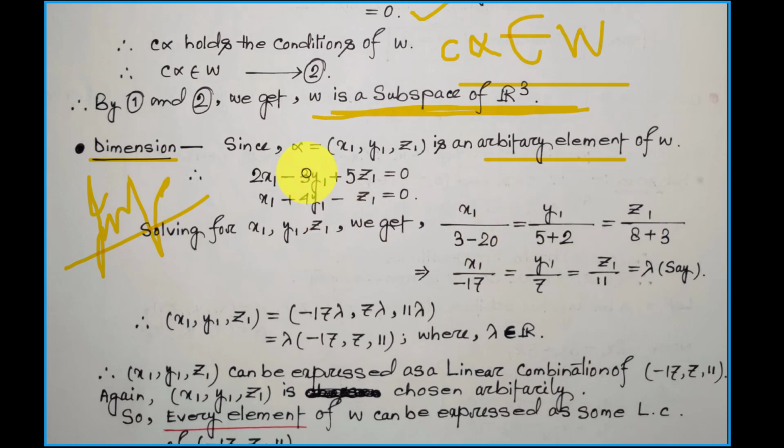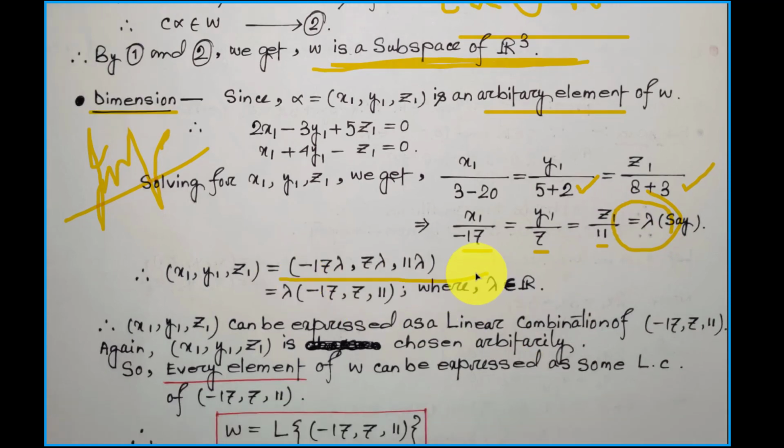x1 by minus 3 into minus 1 minus 4 into 5 equals y1 by 2 into minus 1 minus 5 into 1, equals z1 by 2 into 4 minus 1 into minus 3. That is x1 by minus 17, y1 by 7, z1 by 11, and let this be lambda. So x1 will be minus 17 lambda, y1 will be 7 lambda, and z1 will be 11 lambda. So we can write x1, y1, z1 equals lambda times minus 17, 7, 11, where lambda is any real number.